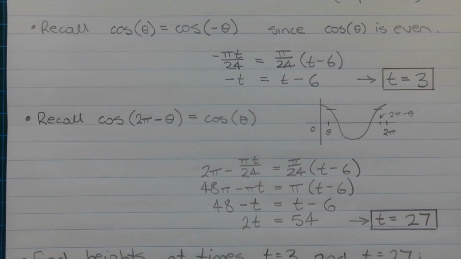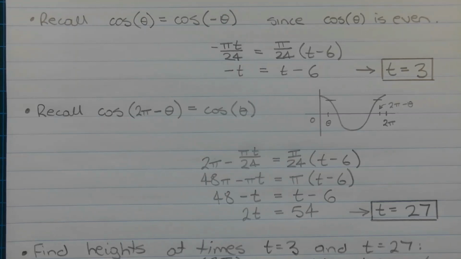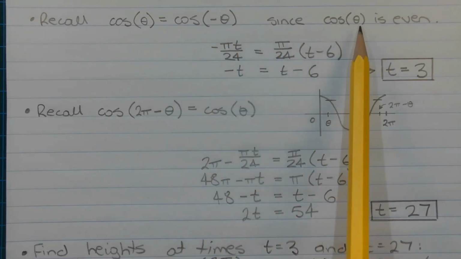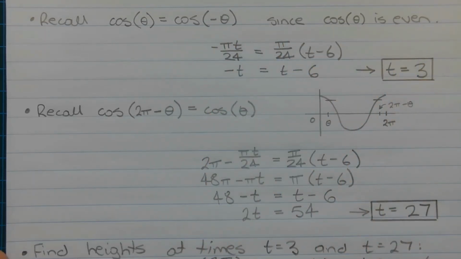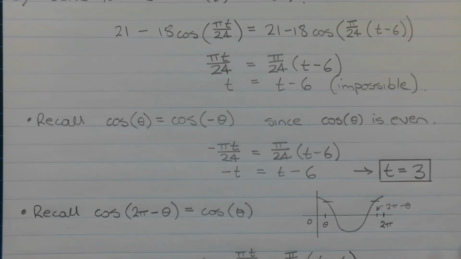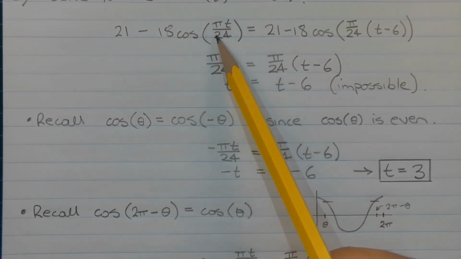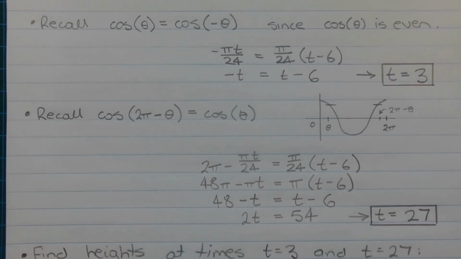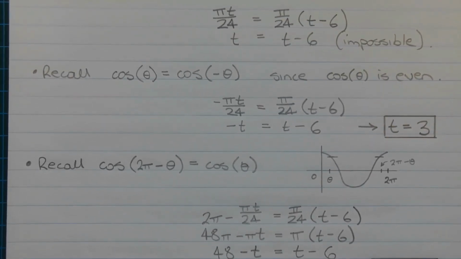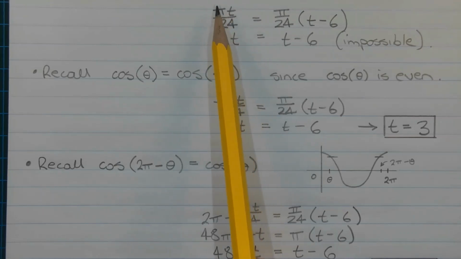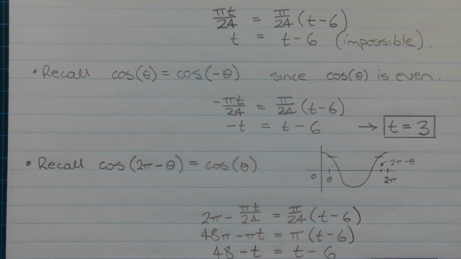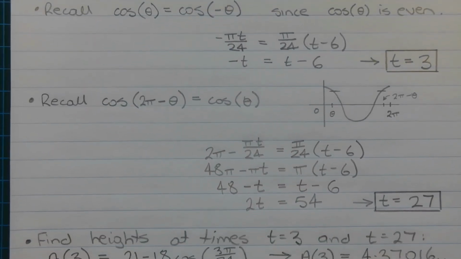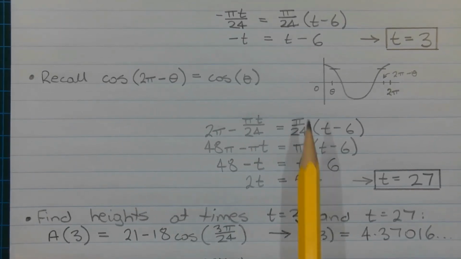Now the next thing to consider is the even characteristic of the cosine curve. Recall that cos theta is equal to cos negative theta, since cos theta is an even function. So if we go back to the original equation, we can replace the angle on the left-hand side with its negative. So we can save a few steps and go to this point here. We can replace pi t over 24 with negative pi t over 24. And we get this equation here.